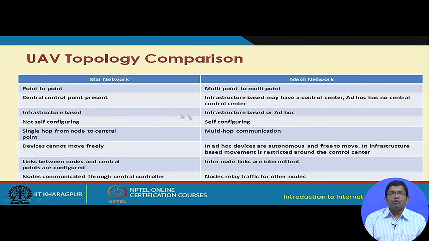When we compare the star topology and the mesh topology, star topology is point to point communication. In the mesh topology we have multi point to multi point communication. Then we have the central control point present in a star topology, whereas it is infrastructure based, may have a control center, and ad hoc has no central control center. So if it is infrastructure based, it may have a control center, whereas if it is ad hoc based, then there is no control center in a mesh network. It is infrastructure based in the star network, whereas it is infrastructure based or ad hoc in the mesh network.